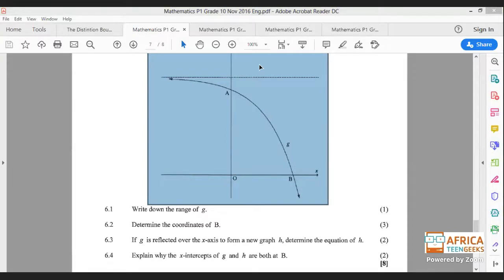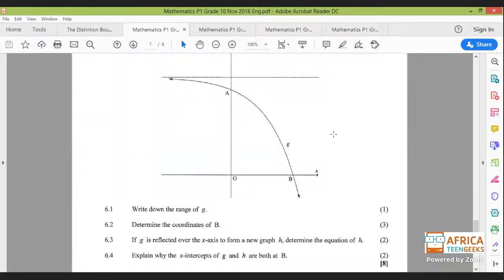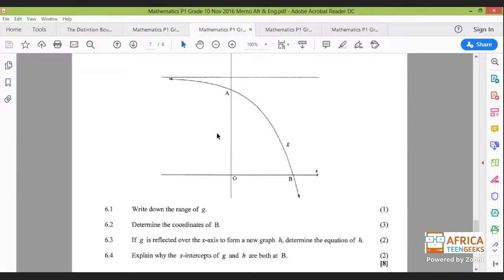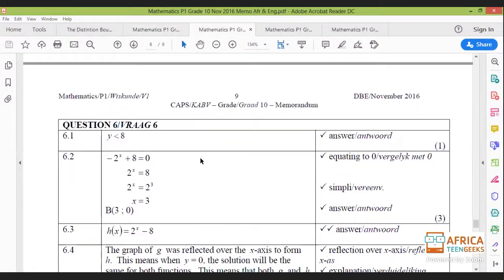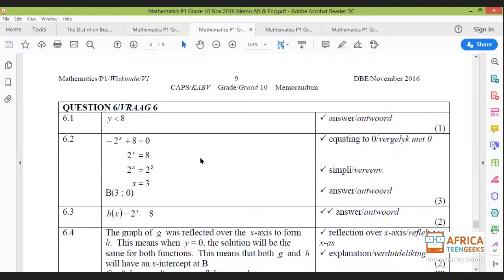Thanks to Palisa. As she was saying, the sign changes because g was reflected over the x-axis. So B will stay the same, because if you were to visualize it, the new graph will be like this. But g of x and h of x will share the same x-intercept. Let's look at the solution and see. Yes, that's perfect.